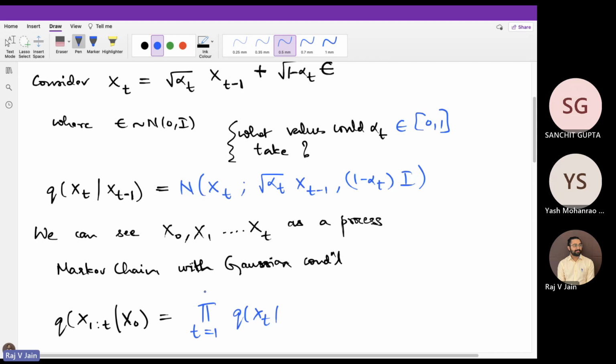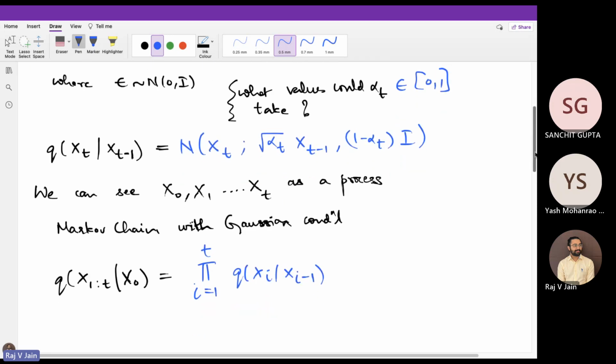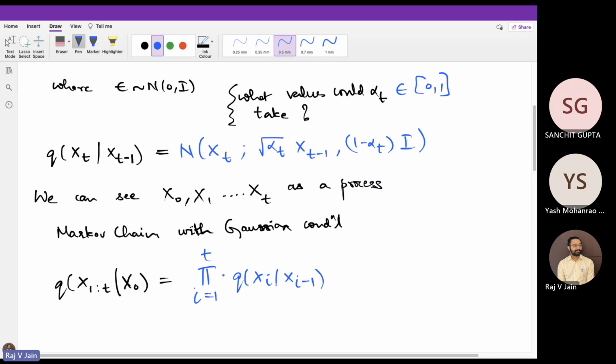So, the product for i equal to 1 to t of q of xi given xi minus 1. Again, that's because of the Markov chain property. I need not write anything else, because the last term will take care of it: the last term will become q of x1 given x0. I'm asking for the conditional joint distribution of this.